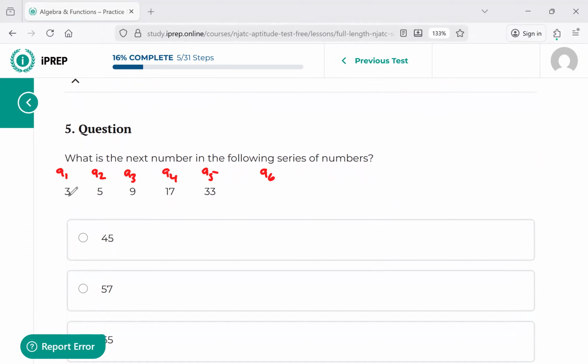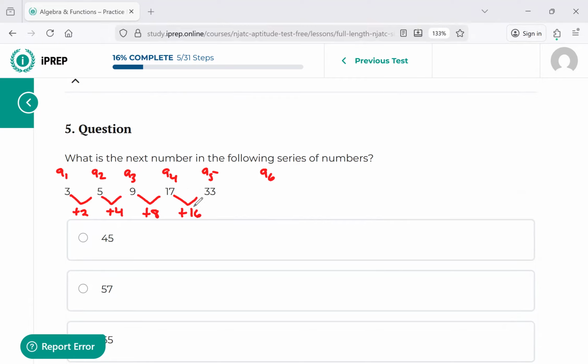So let's see, from 3 to 5, what did you have to add? I think you had to add 2, right? And then from 5 to 9, it looks like you had to add 4. It's not a 2. From 5 to 9, you had to add 4. And then from 9 to 17, you had to add 8. And then 17 to 33, I believe you had to add 16. Okay.